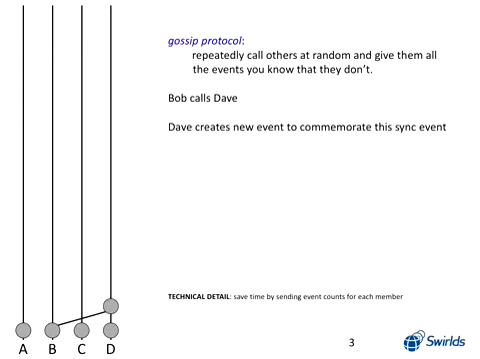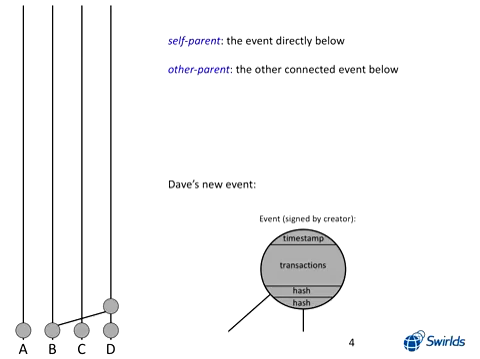And that's what we're gossiping, is the events themselves. So Bob called Dave and told him one event, and Dave said, "Thank you. I will remember forever that you called me and gave me that one event, and I'm creating this new event to show it." Now, that event has the 2 lines going down, the diagonal one and the straight one. The diagonal one is the other parent, and the straight one is the self parent. Your self parent is the last time you created it, and your other parent is the other guy.